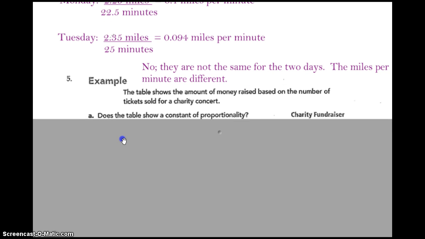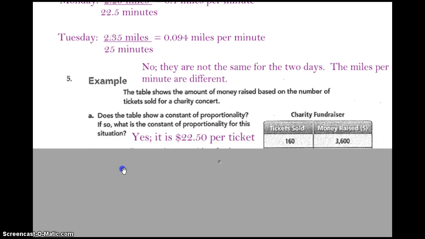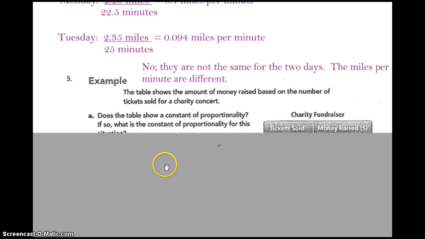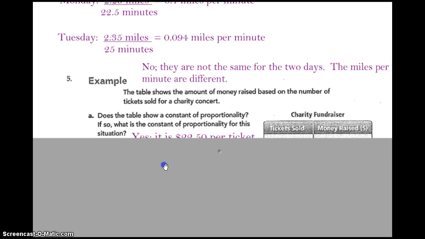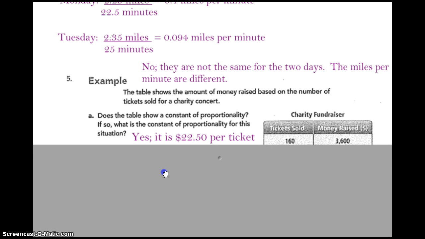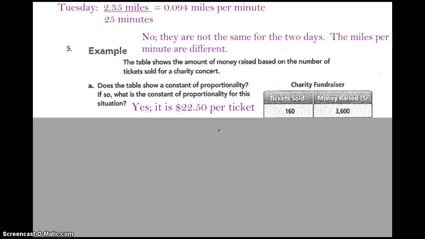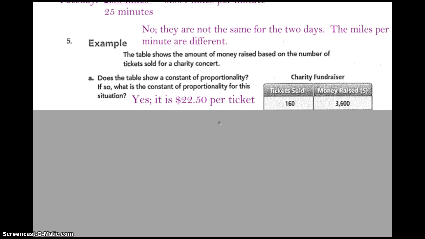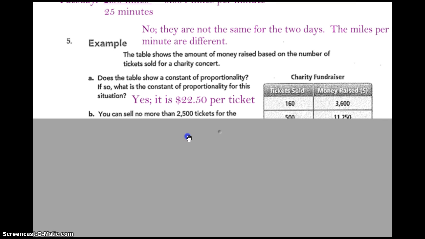Question 5. The table shows the amount of money raised based on the number of tickets sold for a charity concert. Does the table show a constant of proportionality? If so, what is the constant of proportionality for this situation? So if we look at the table and we take the money raised divided by tickets sold, you get 22.50 every single time. So $22.50 per ticket. We get the same thing every time with y divided by x.